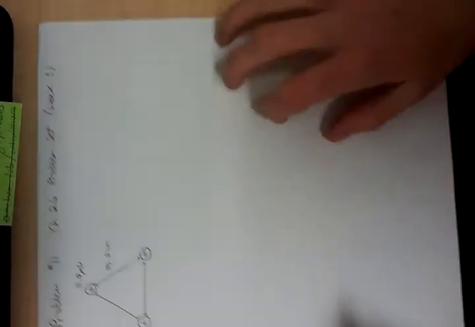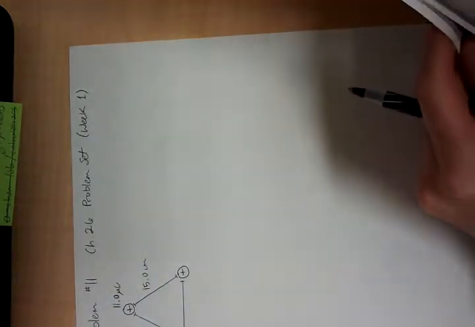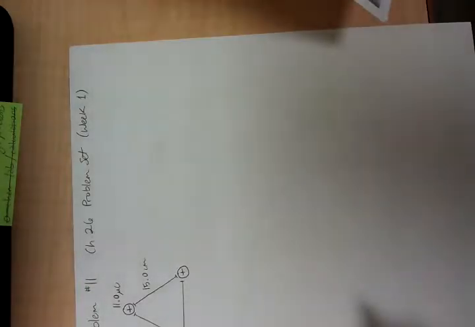Okay, so this is for problem number 11 for the chapter 26 problem set for week 1. Problem 11 asks, 3 positive particles of charges 11.0 microcoulombs are located at the corners of an equilateral triangle of side 15 centimeters. Calculate the magnitude and direction of the net force on each particle.